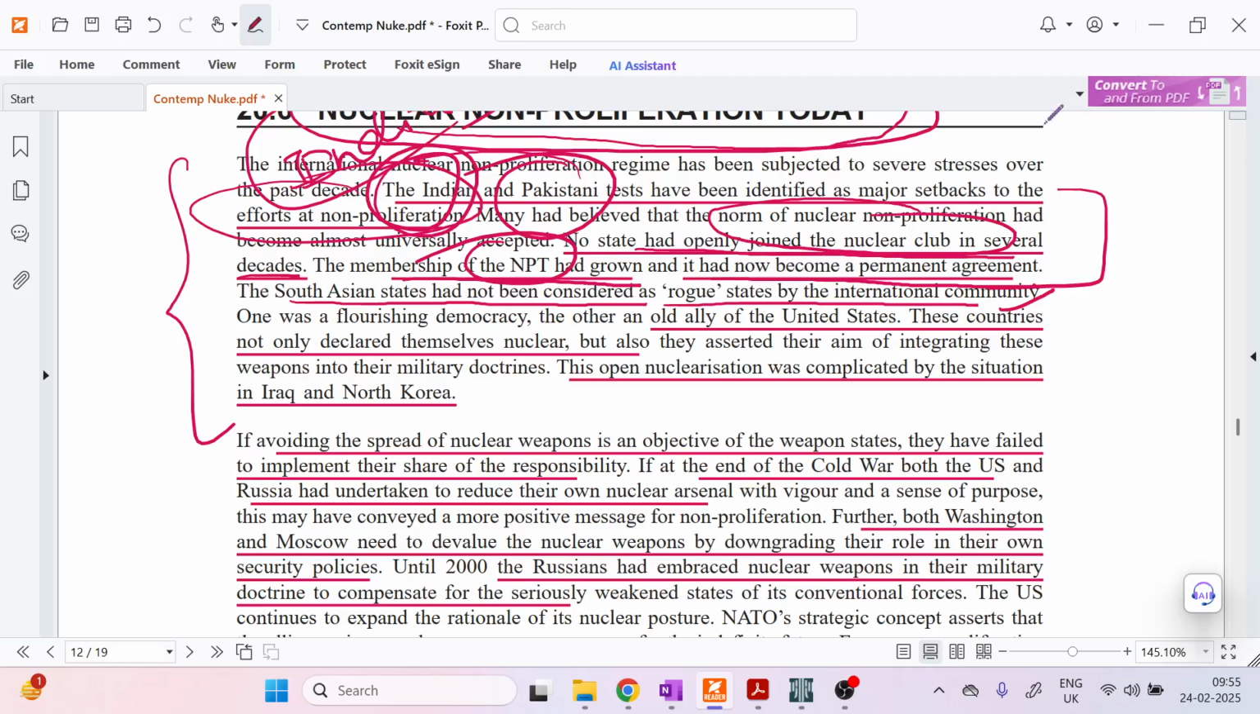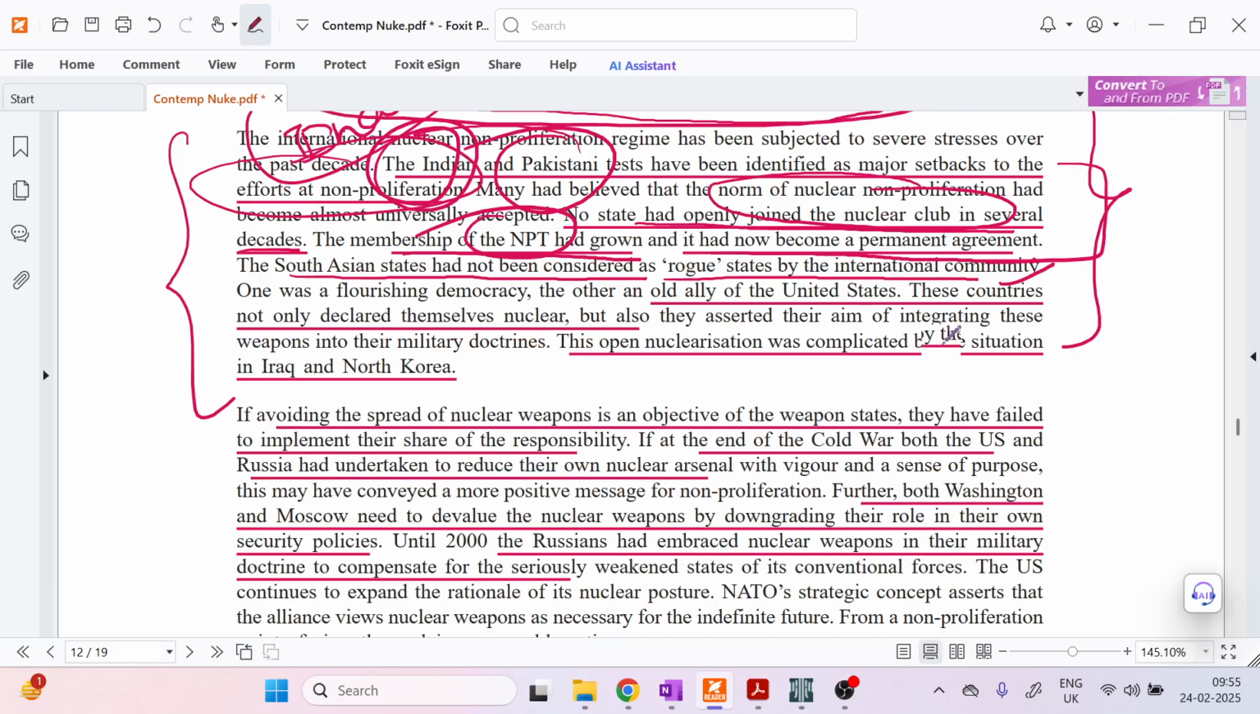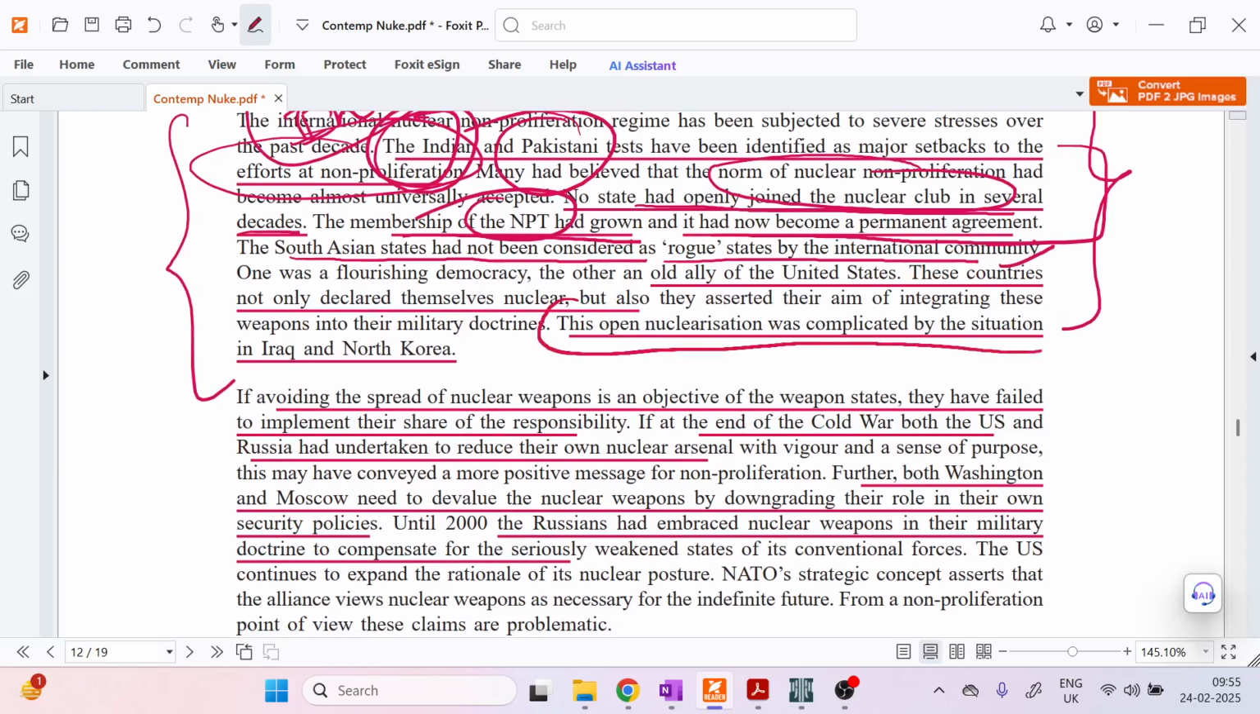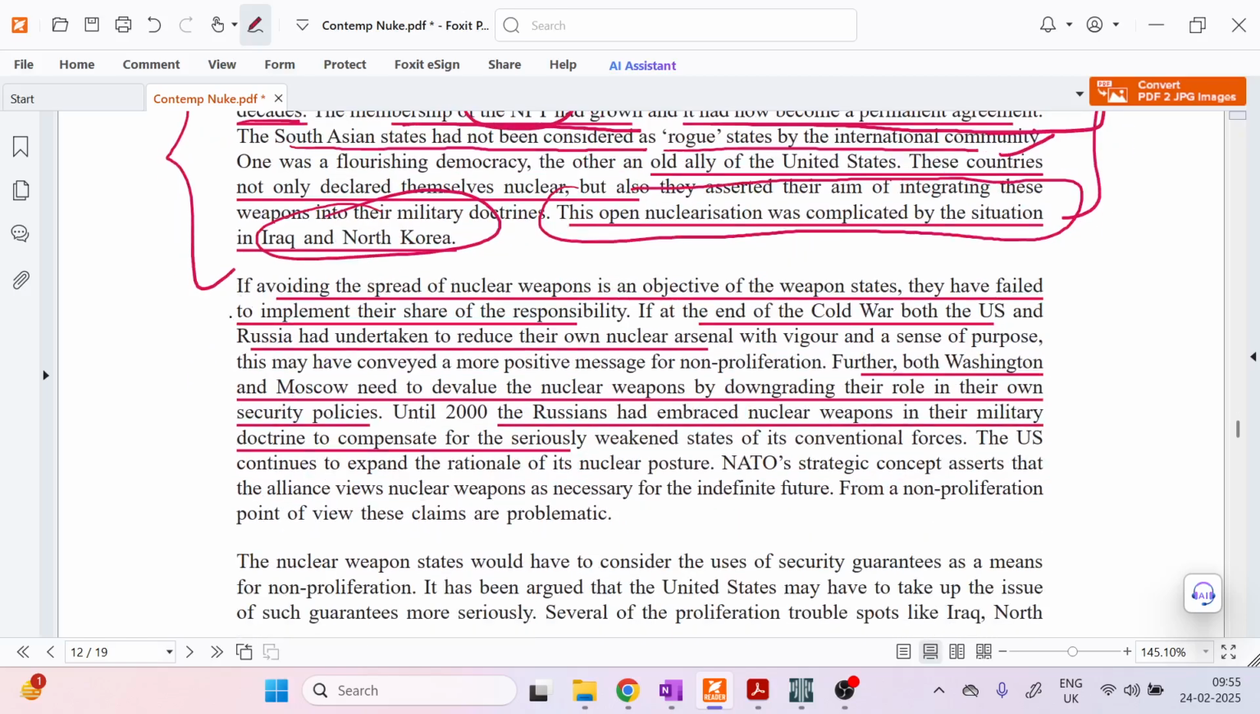In short, the world is largely non-nuclear, but again there are many hiccups here. This open nuclearization was complicated by the situation in Iraq and North Korea. The next paragraph: if avoiding the spread of nuclear weapons is the objective of the weapon states, they have failed to implement their share of responsibility.